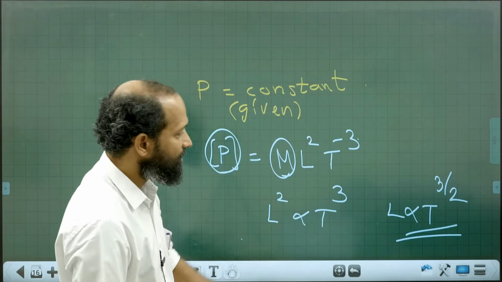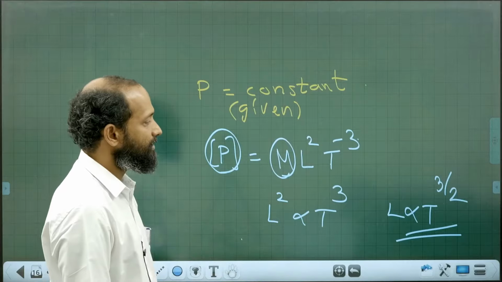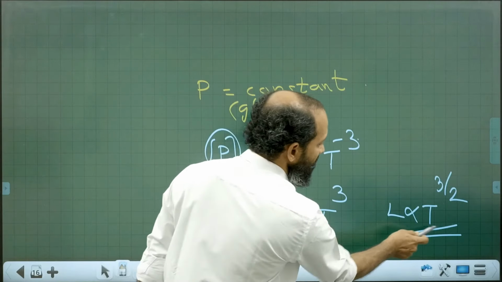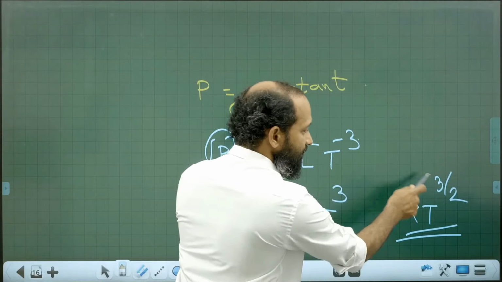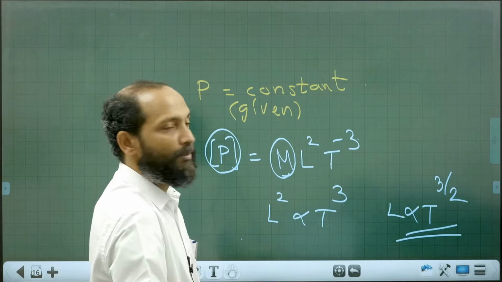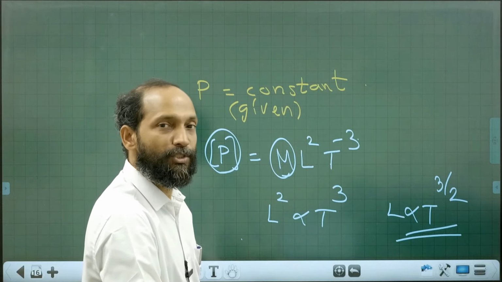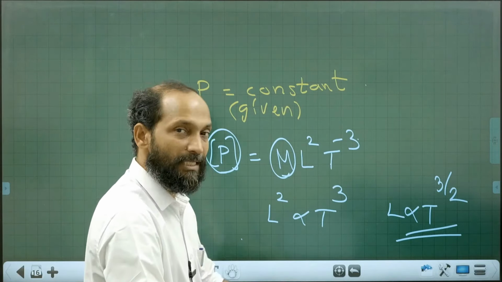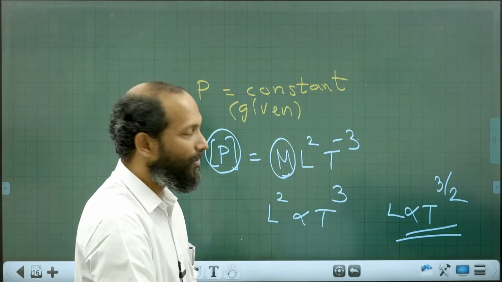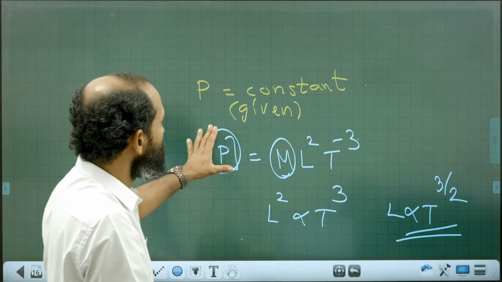From this we can easily find the velocity dependence. Velocity means length by time, so divide this by time. So T raised to 3 by 2 minus 1, that is T raised to 1 by 2. That is, velocity is proportional to root T. Similarly, you can follow this with acceleration, force, momentum. All this you can unveil from this method.